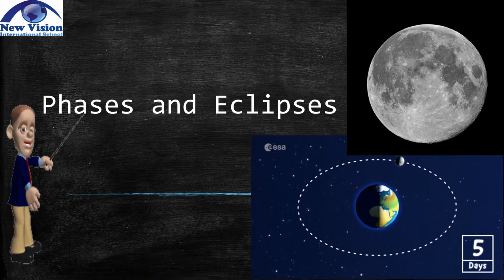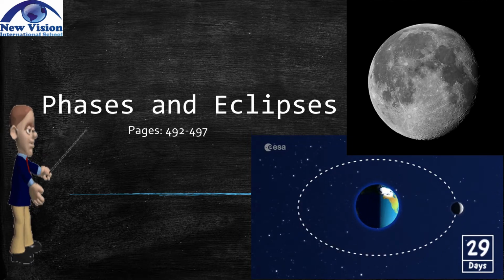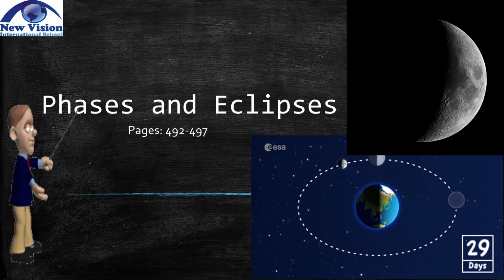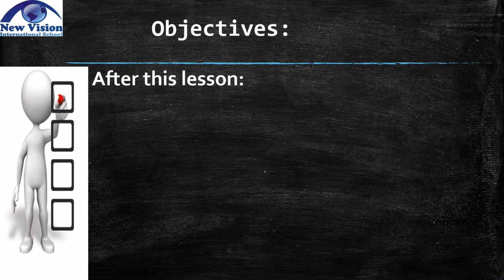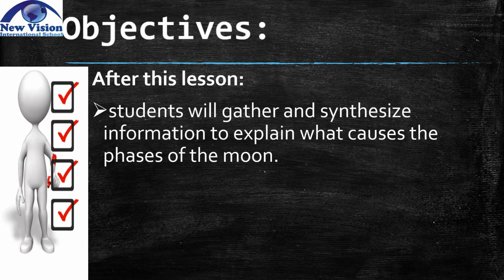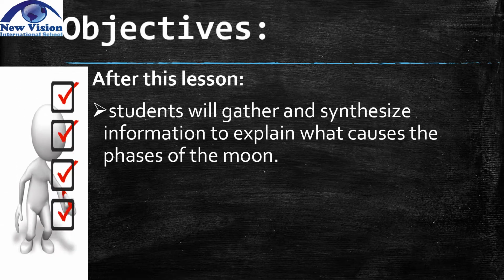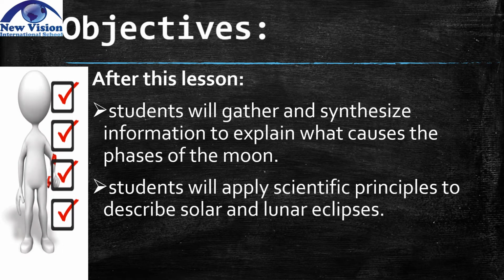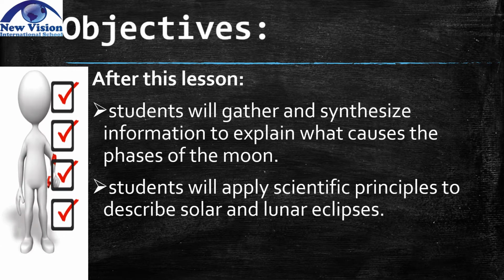The title of our lesson for this week is Phases and Eclipses, pages 492 to 497. Objectives. After this lesson, students will gather and synthesize information to explain what causes the phases of the moon. Students will apply scientific principles to describe solar and lunar eclipses.